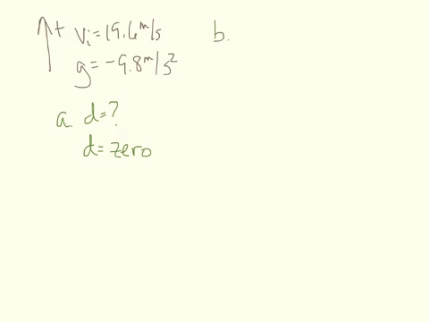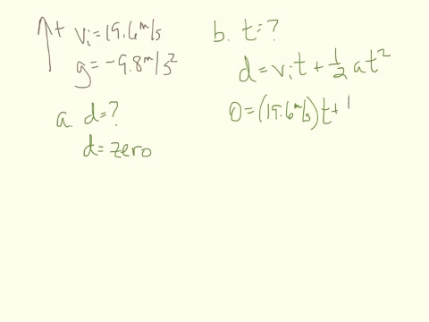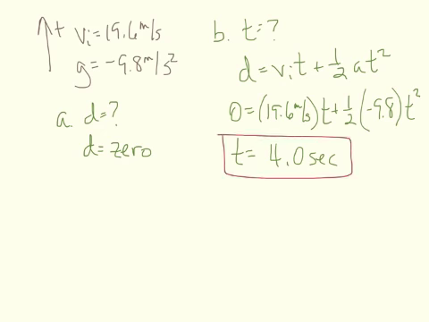Next, we want to know how long the ball is in the air. Well, there's only one equation that has V initial, acceleration, displacement, and time in it, and that would be this one. Again, plug in all the values that you know. Be especially careful with that negative sign on the 9.8. Solve the equation for t, and you get an answer of 4.0 seconds. Box your answer.